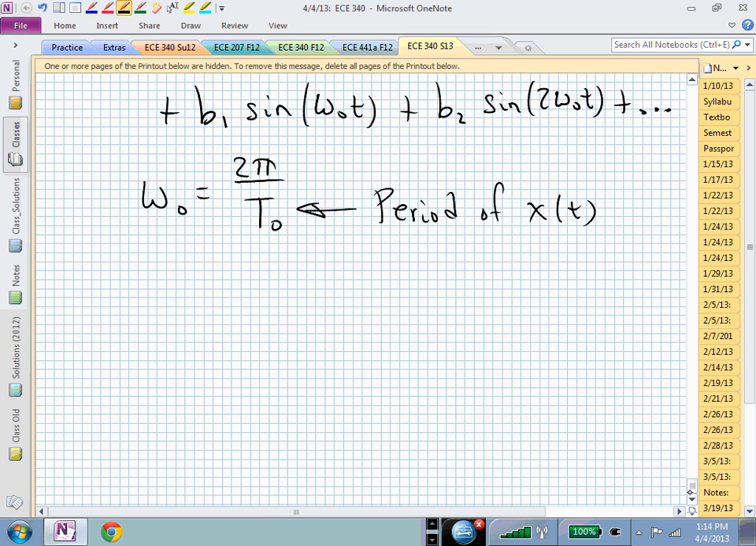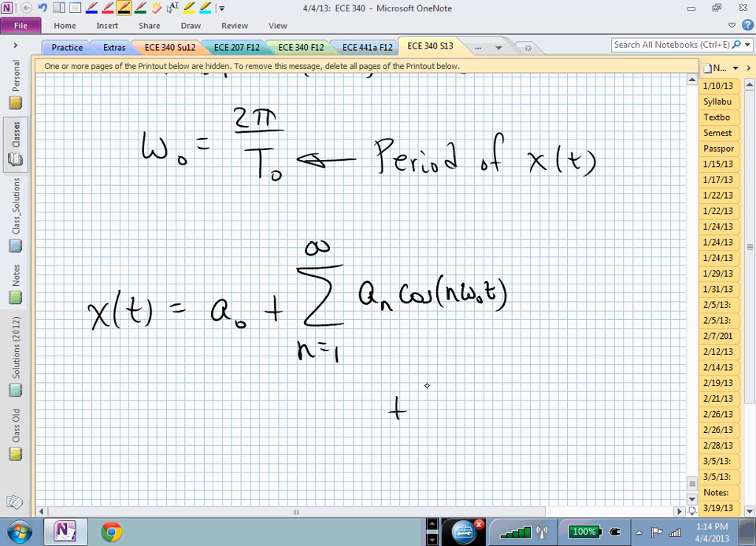You could make this a little bit easier to write down if you use the summation formulation. You can now say, oh, this is plus sum from n equal 1 to infinity of a sub n cosine of n omega naught t plus this sum, let's say, from m equal 1 to infinity of b sub m sine of m omega naught t.